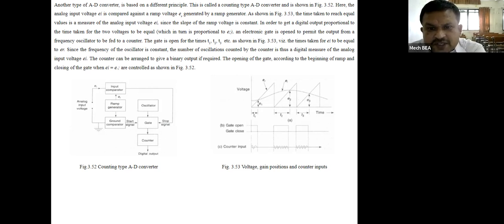Since the slope of the ramp voltage is constant, in order to get a digital output proportional to the time taken for the two voltages to be equal, which in turn is proportional to EI, an electronic gate is opened to permit the output from a constant frequency oscillator to be fed to the counter. The gate is open for the times T1, T2, T3, etc. Since the frequency of the oscillator is constant, the number of oscillations counted by the counter is thus a digital measure of the analog input voltage EI. The counter can be arranged to give a binary output if required. The opening of the gate at the beginning of the ramp and closing of the gate when EI is reached are controlled as shown in figure 3.52.